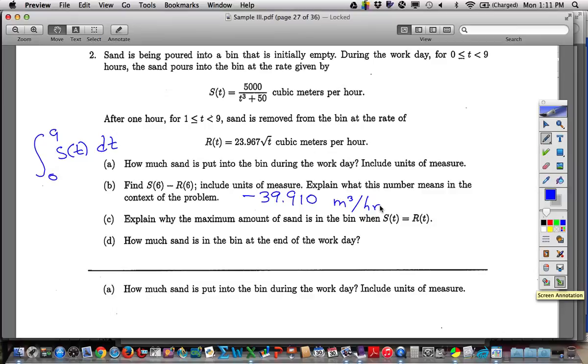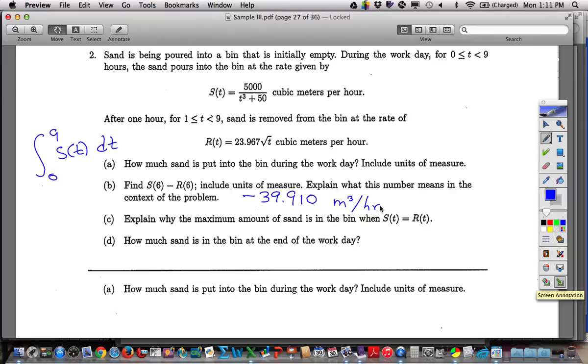What does this mean in the context? So the sand volume is actually going down by that much per hour. So obviously at 6 hours, it'd be important to put that in. At 6 hours, the sand volume is decreasing at that rate, okay? So it's coming out faster than it's going in at 6 hours.